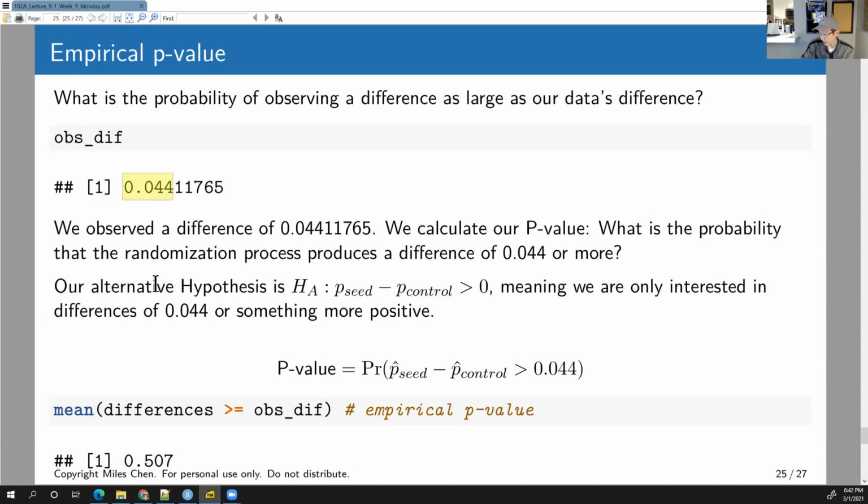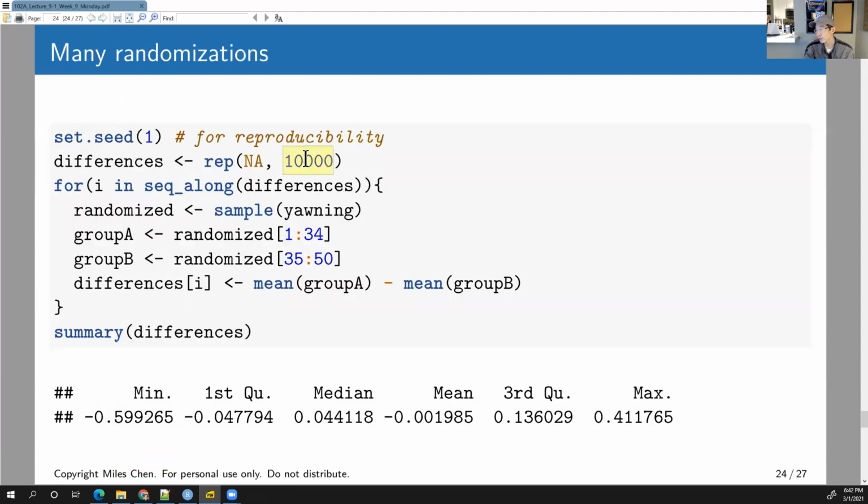Our alternative hypothesis is that p_treatment minus p_control is greater than 0. So we're only interested in differences of 0.044 or something more positive. I take the mean of differences greater than or equal to my observed difference of 0.044, and we get a value of 0.507. So my p-value is around 51%, because I did this 10,000 times.